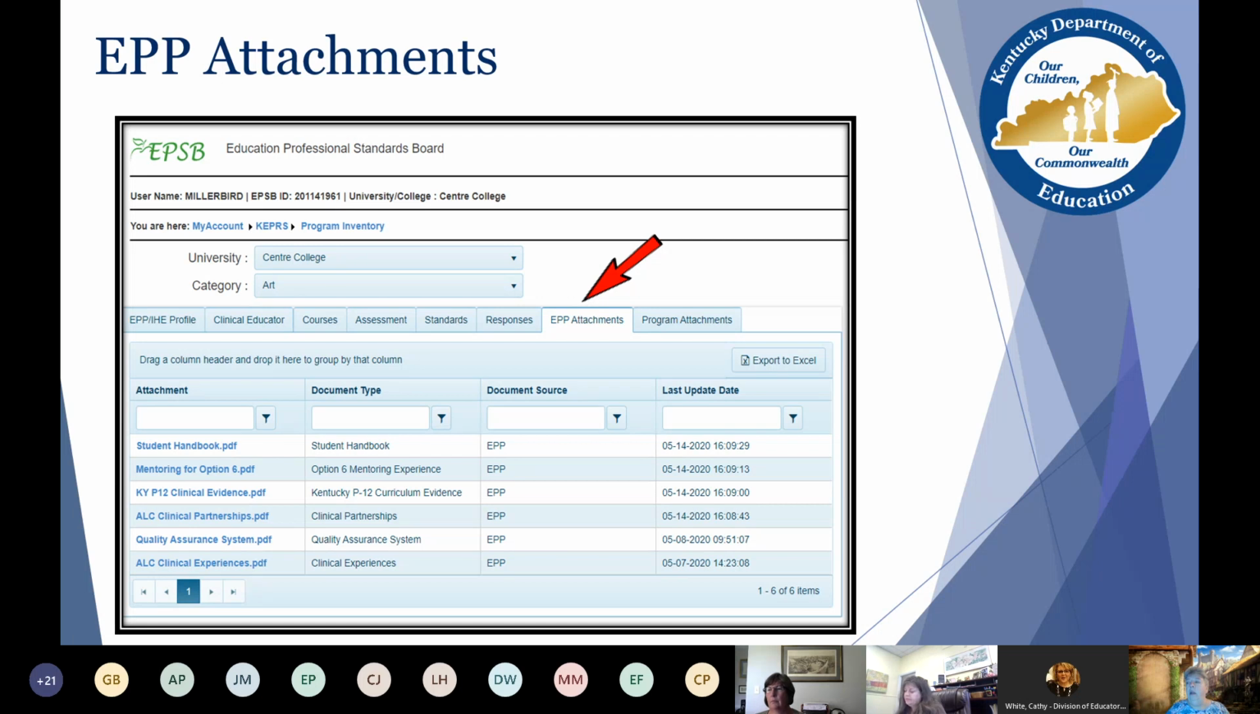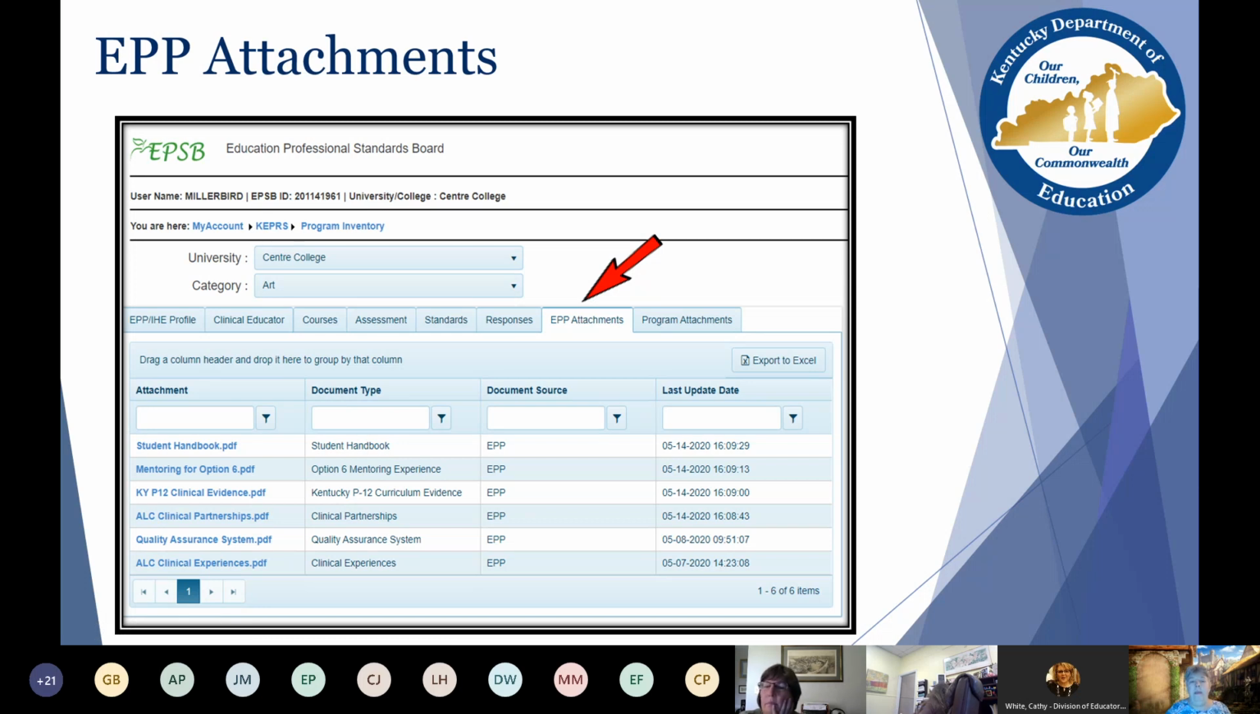The attachment name may be random, since it is the name of the file the EPP uploaded. The document type, which is that second column, indicates the general purpose of the document. For example, a student handbook, a mentoring plan, P12 curriculum evidence, etc. And again, you can sort by doing the same thing by grabbing the name of the column and dragging and dropping it to the blue line above.